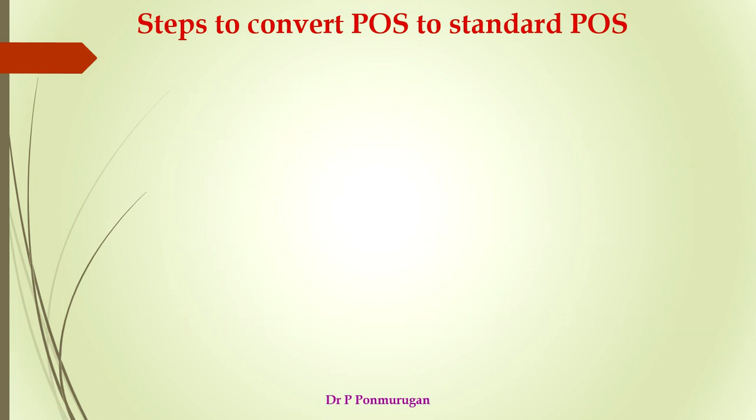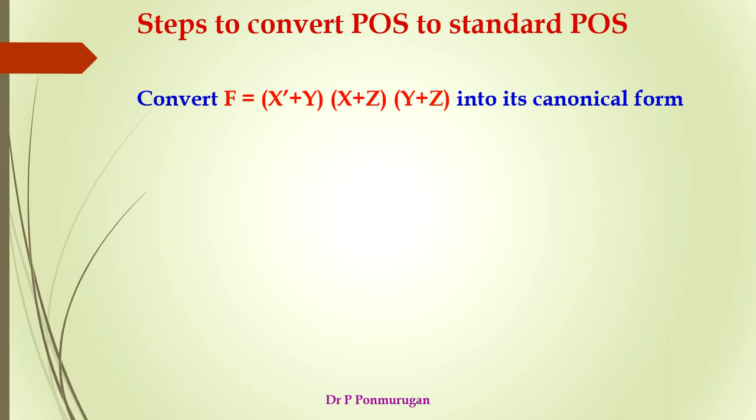So let us see a problem for this. Convert this expression into its canonical form. First, let us find what the missing variables are. In the first term x bar plus y, the variable z is missing, and in the second term x plus z, the variable y is missing, and in the last term y plus z, the variable x is missing.